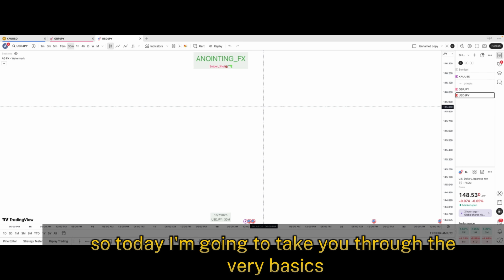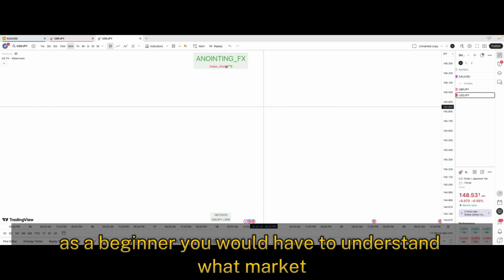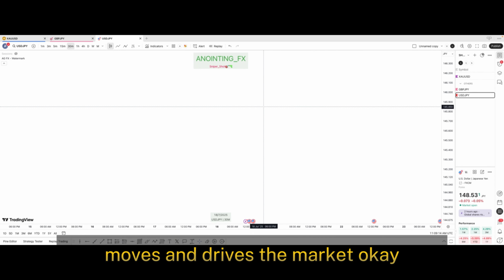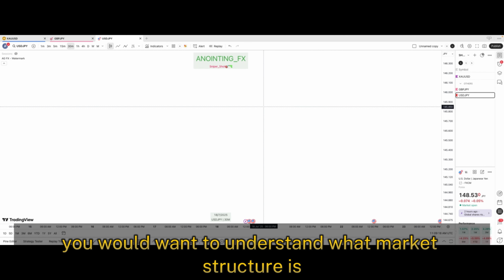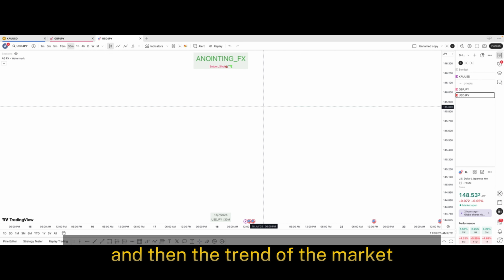So today I'm going to take you through the very basics of market structure. As a beginner, you have to understand what market structure is because that is what actually moves and drives the market. You want to understand it so that you'll be able to catch up with the flow and the trend of the market.